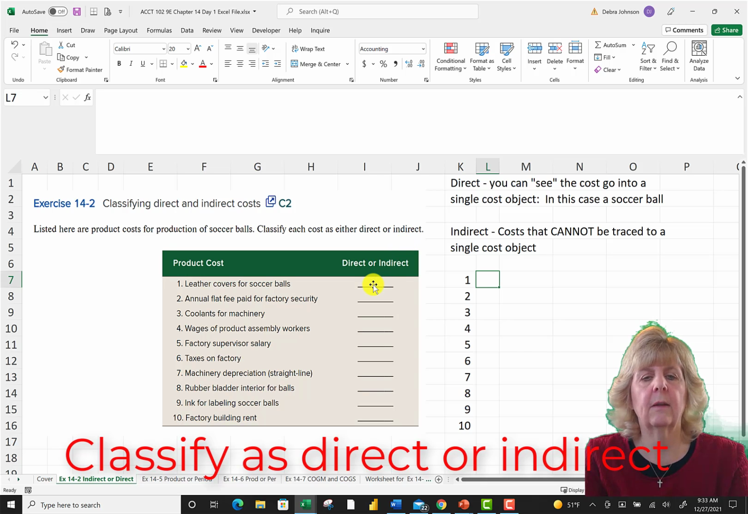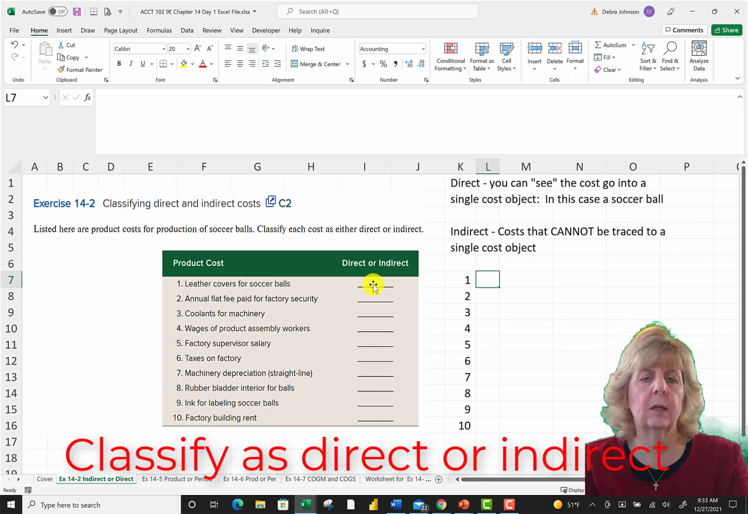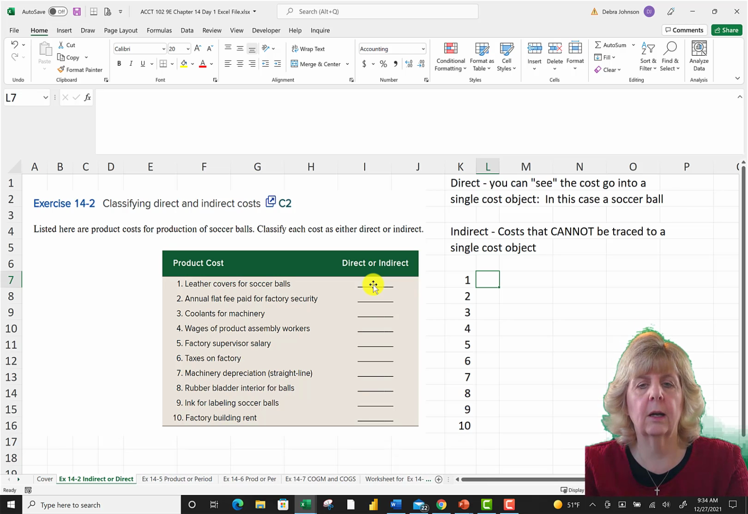Okay, so again, think about that soccer ball. If you can directly see the item going into the soccer ball, that would be classified as direct. Any of these production costs that you cannot see directly going into that soccer ball would be considered an indirect cost. So that's what we're asked to do.